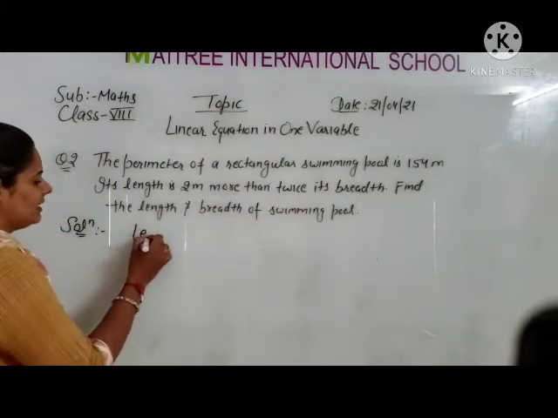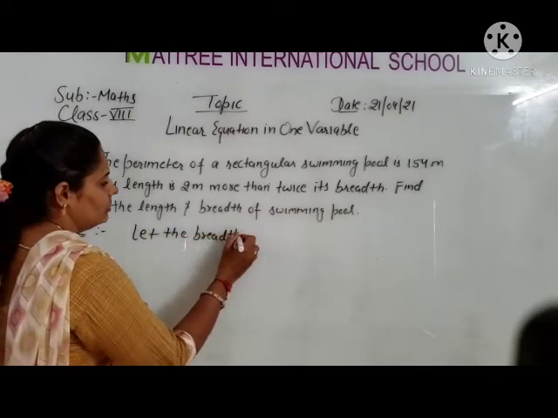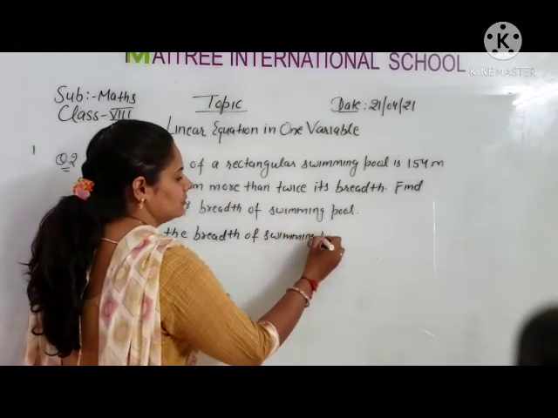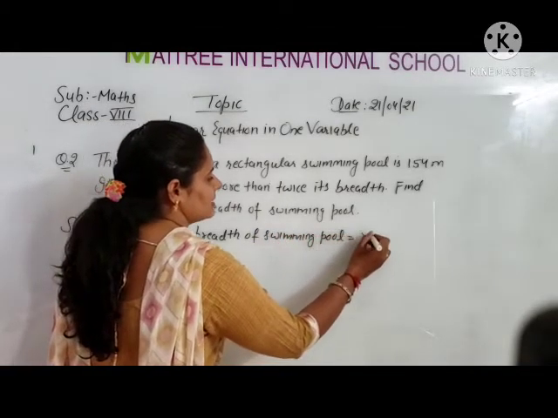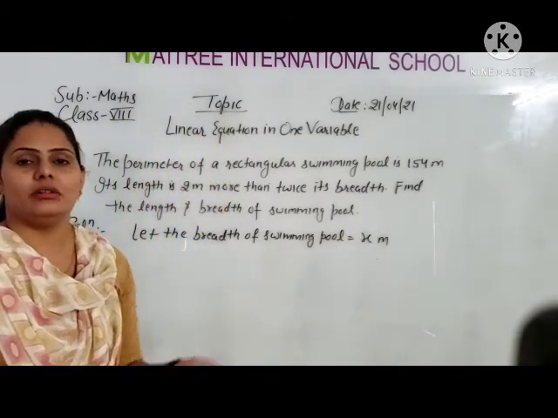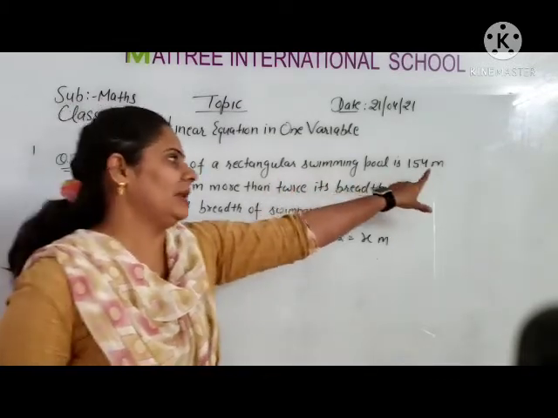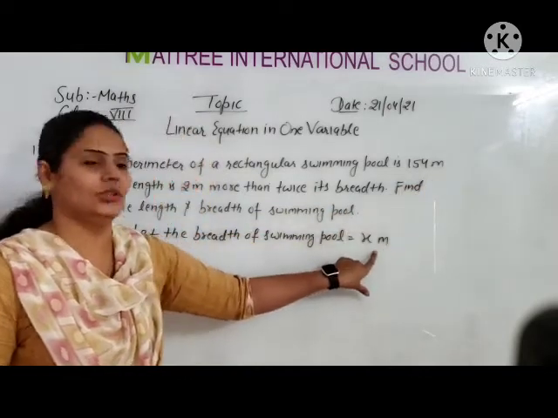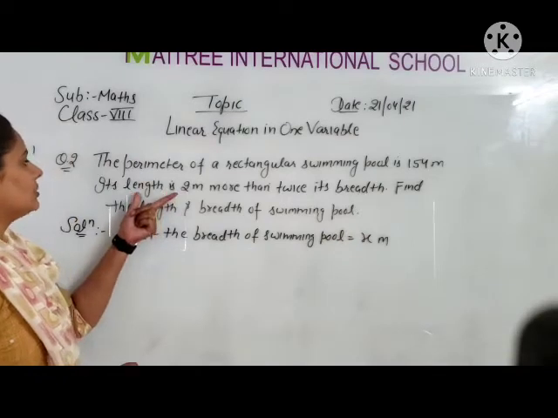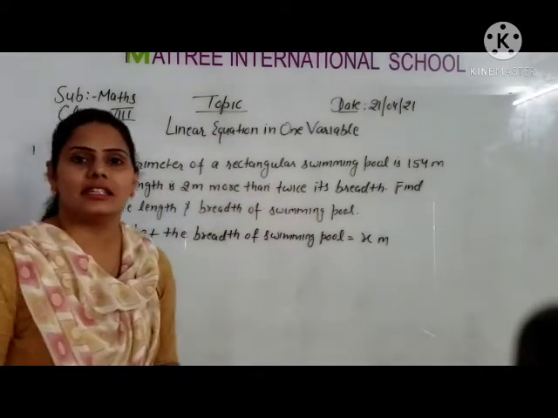So you will assume first, let the breadth of the swimming pool be x meter, because you can see the perimeter is given in meter, so the length and breadth also you will take in meters. Now according to the question, length is 2 meter more than twice its breadth.